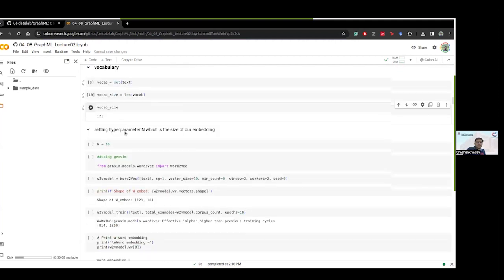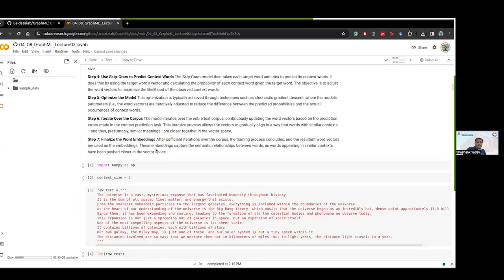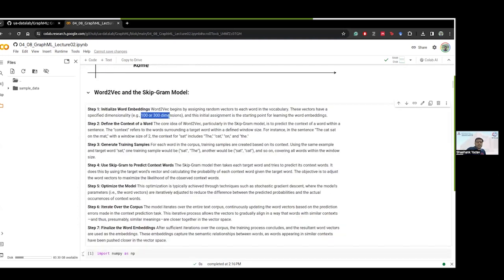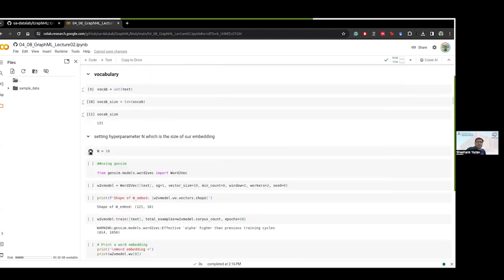Okay, now what you're saying by setting the hyperparameter n, that for this we would like to have an embedding size of 10. So what this means is that we want our words to be mapped into a 10-dimensional space. So for example, initially we talked about 100 and 300, but right now for this very toy example, we are just mapping them into a 10-dimensional space here.